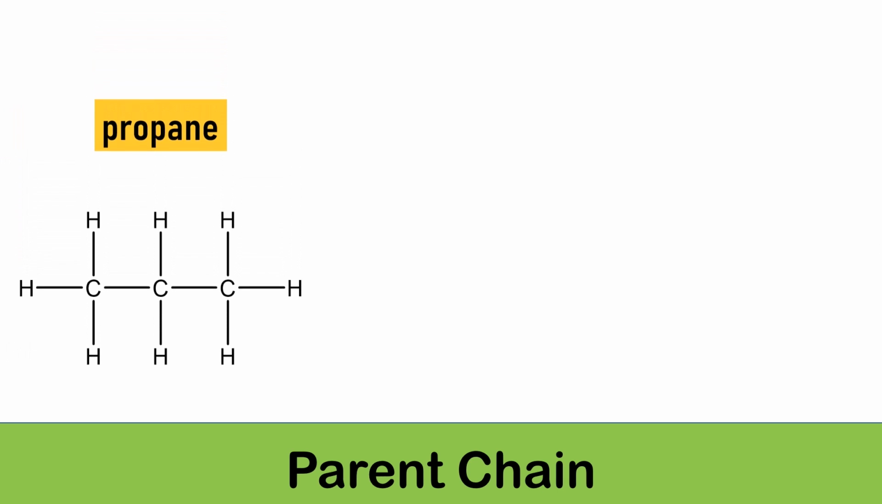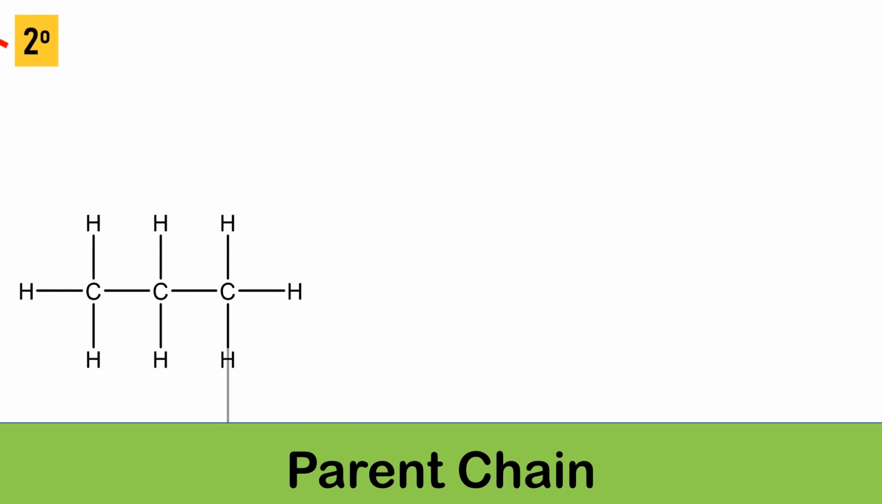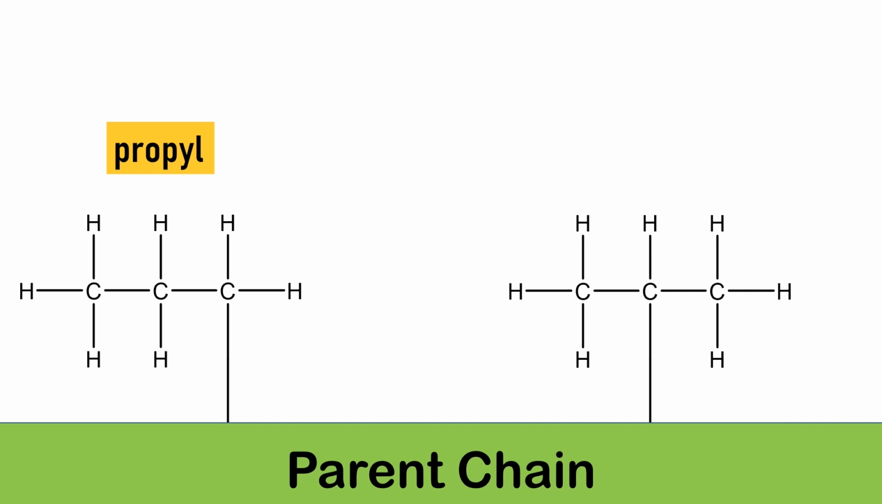Consider propane. It has 2 primary carbons, see my lecture on classification, and 1 secondary carbon. Removing a hydrogen from a primary carbon yields the propyl group. This is considered a straight chain alkyl group, where all the carbon atoms are bonded in a straight line. However, notice that removing a secondary hydrogen yields a different alkyl group.